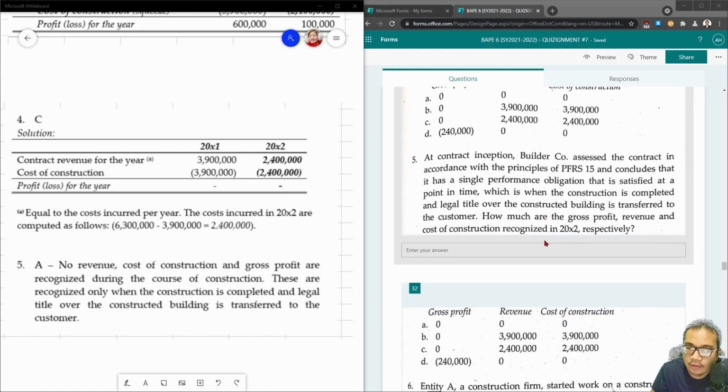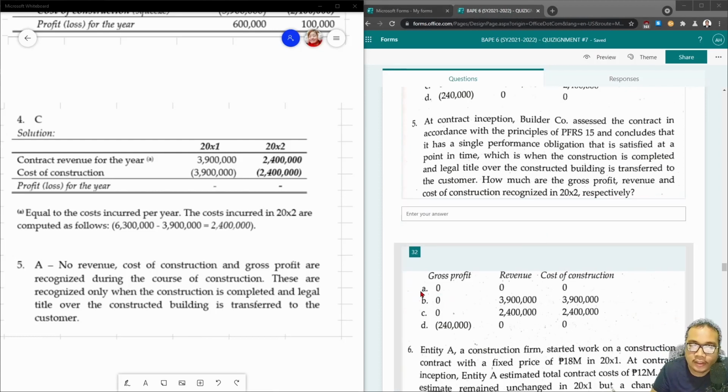Number 5, at the contract inception, builder co assesses the contract in accordance with the principles of PFRS 15 and concludes that it has a single performance obligation that is satisfied at a point in time. Point in time naman this time, which is when the construction is completed and legal title over the constructed building is transferred to the customer. So, ang tanong dito, how much are the gross profit, revenue, and cost of construction to be recognized in 20X2? So, basically, simple ang answer dito. Letter A, 0 for all of them.